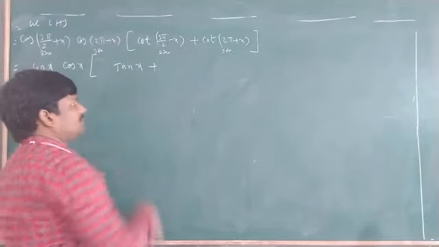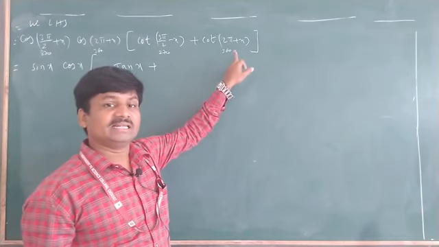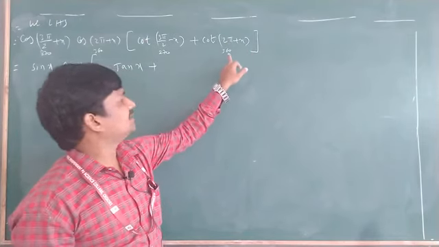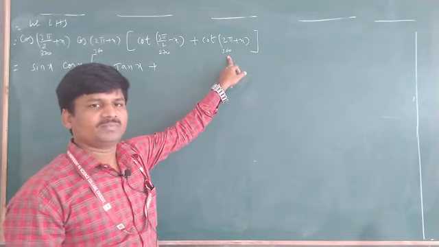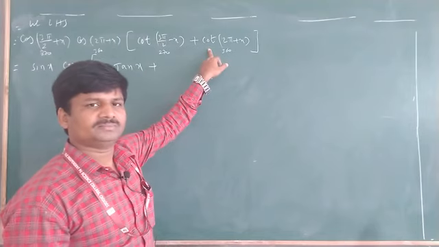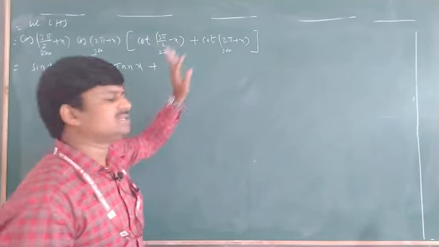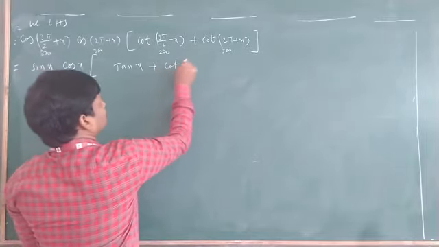Next, plus cot(360 + θ). 360 + θ means the first quadrant, where cot is positive. Since it is 360, cot does not change. So it is cot θ, which means cot x.